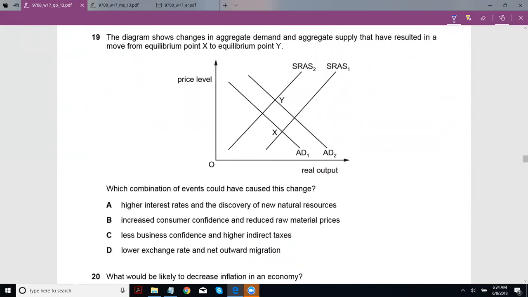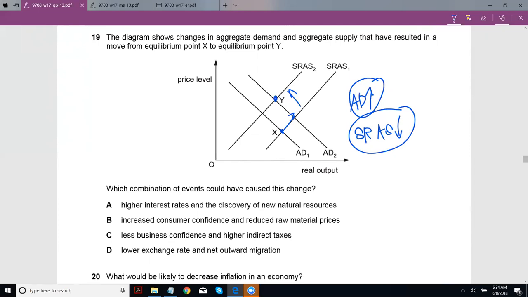19. The diagram shows changes in aggregate demand and aggregate supply that have resulted in a move from equilibrium point X to equilibrium point Y. So what's happened is aggregate demand has increased and aggregate supply has decreased. Aggregate demand increased and your short run aggregate supply has decreased. Which combination of events could have caused this change?